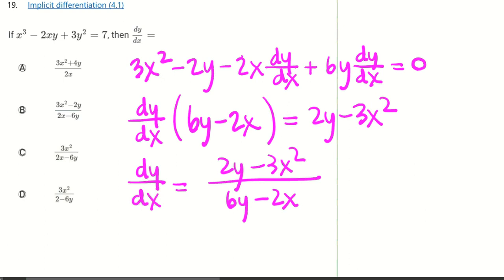You're like, oh man, it doesn't match up quite. Looks like B. Is it the same? And it is the same, right? Because what they've done is they've multiplied the top and the bottom by -1. Probably they pushed everything with dy dx over the right side of the equation and solved. Then you would get exactly what you had in B. But it's the same answer, so we're going to choose that.